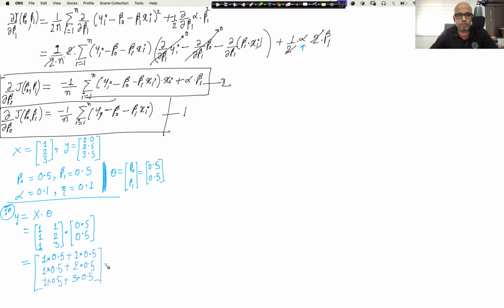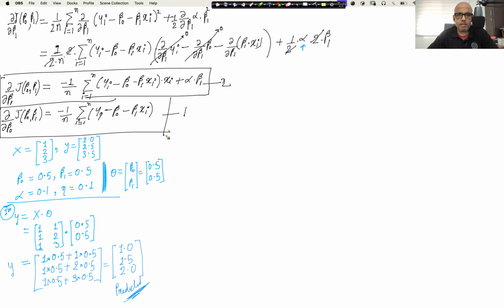And if we try to calculate the final value, we get 0.5 plus 0.5, that will be 1. Then in the second case, we have 2 times 0.5 is 1 plus 0.5, that would be 1.5. And this is 3 times 0.5 would be 1.5 plus 0.5 is going to be 2. So what we have now are our first predicted values of y in the very first iteration. So these are our predicted values.